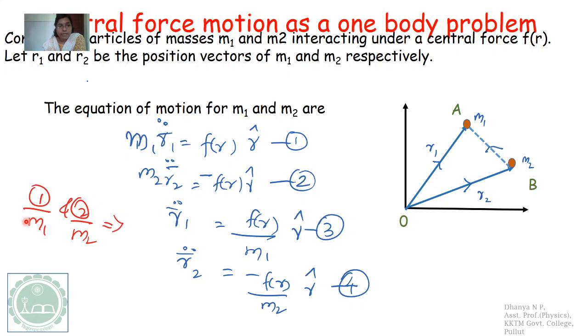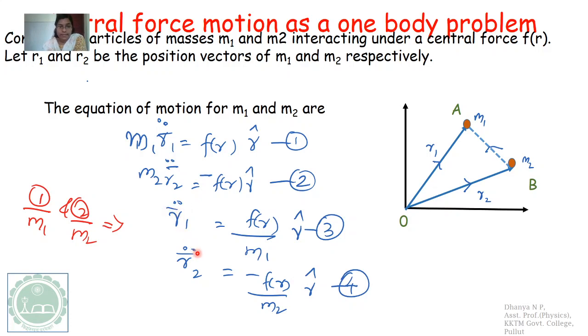Divide equation 1 by m1 and equation 2 by m2. The m1 will cancel, and we get r1 double dot is equal to F of r by m1 into unit vector r. Put it as equation number 3. And r2 double dot is equal to minus F of r divided by m2 into unit vector r, equation number 4. Now subtract equation 4 from equation 3, that is r1 double dot minus r2 double dot.